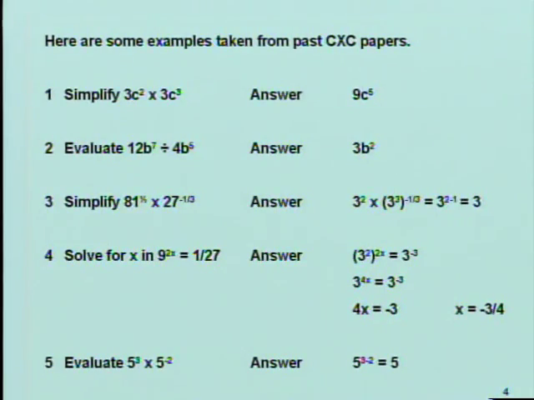The second one, evaluate 12b to the 7th power divided by 4b to the 5th power. 12 divided by 4 is equal to 3. b to the 7th divided by b to the 5th, you subtract the powers, that is 7 minus 5 will give us 2. So we'll end up with an answer, 3b squared.